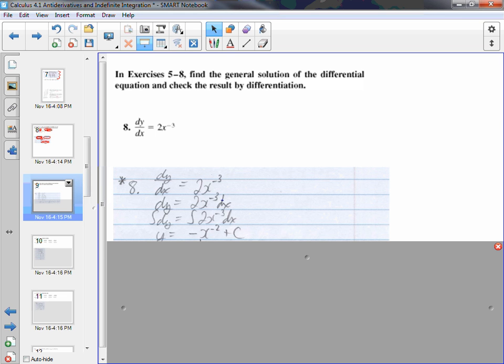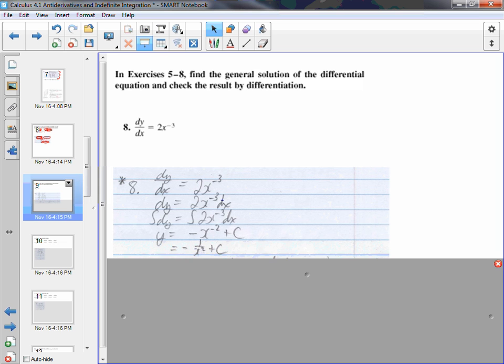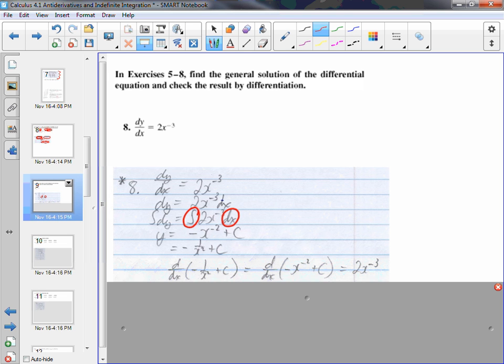Are we fans of leaving negative exponents in our answer? No, we are not. When you do the process of finding the antiderivative, the integral sign and the dx go away. Then they want us to check the result by differentiation. All right. So that's what we say the antiderivative is.